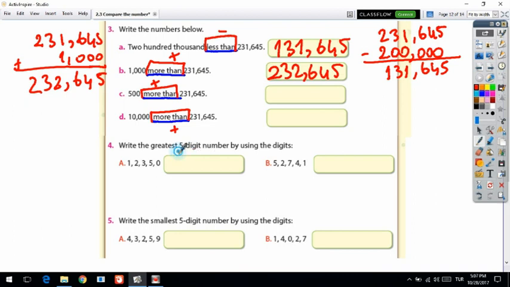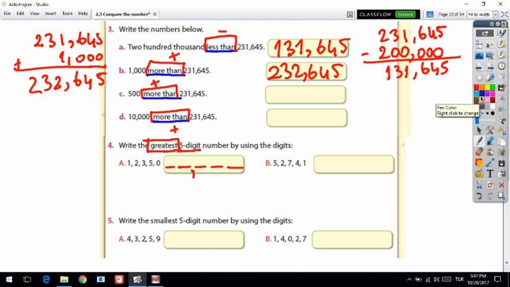Write the greatest 5-digit number by using the digits. First of all, we have 1, 2, 3, 4, 5. They want us to write a 5-digit number. This line shows you each digit. 1, 2, 3. After 3 digits, you put a comma. So which number can come first? What kind of 5-digit number? The greatest 5-digit number.